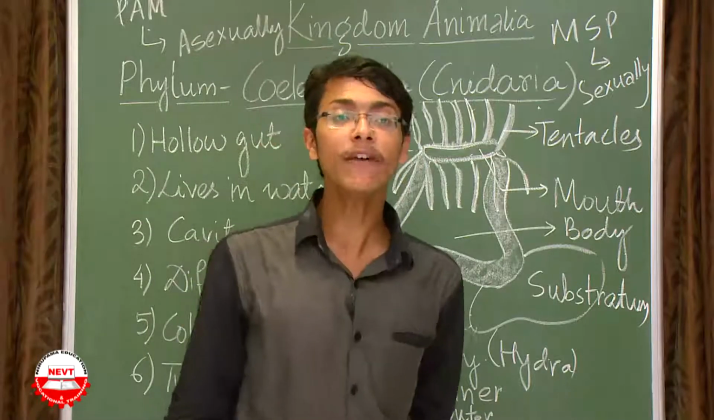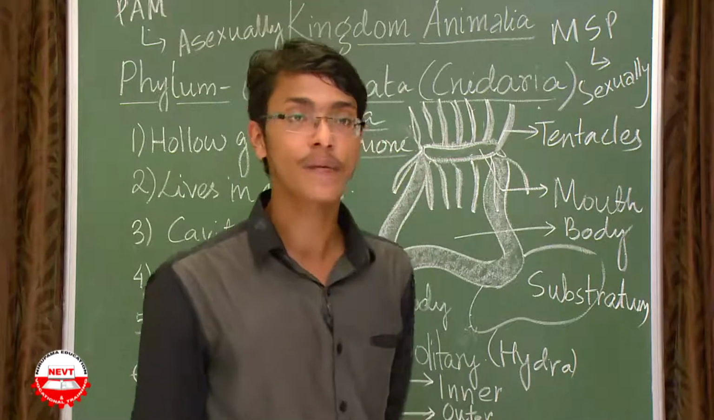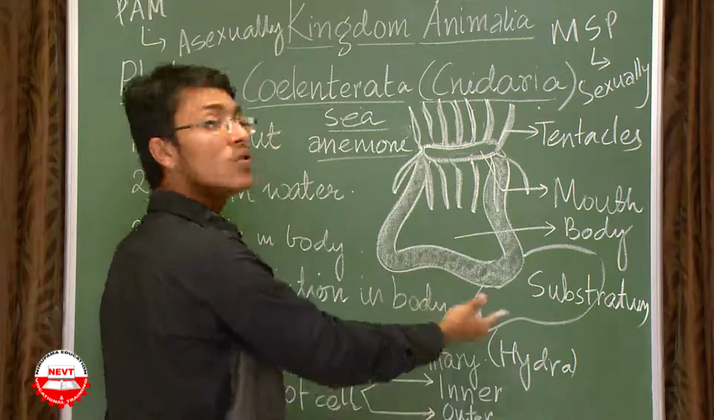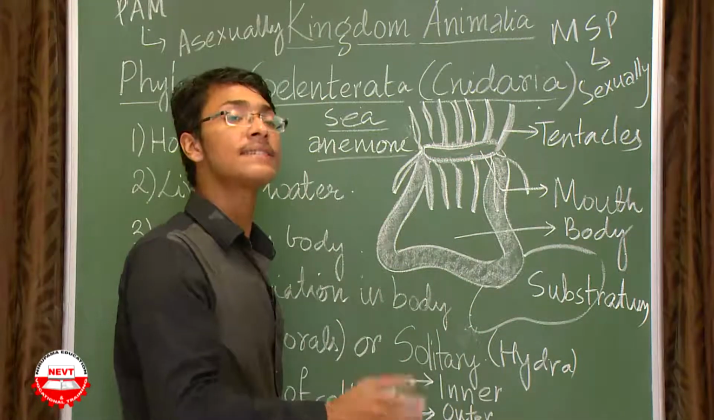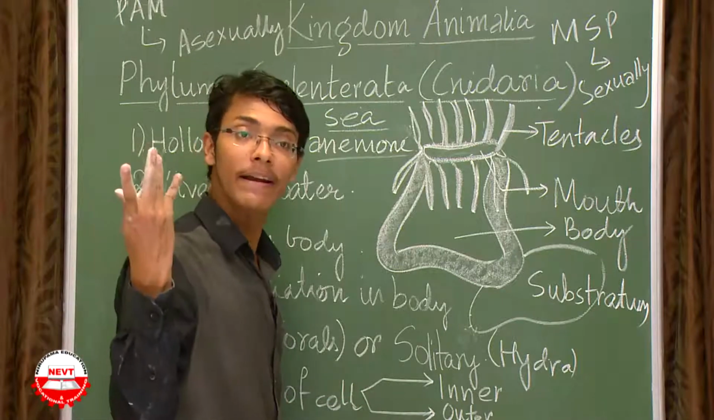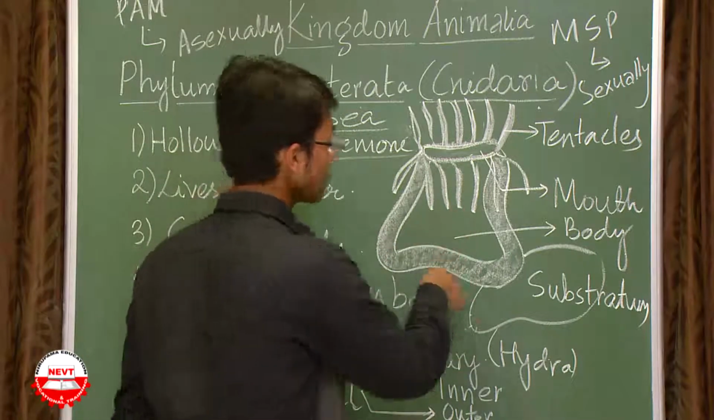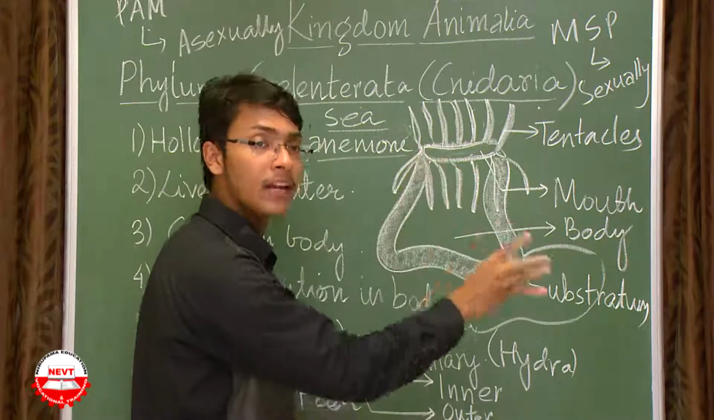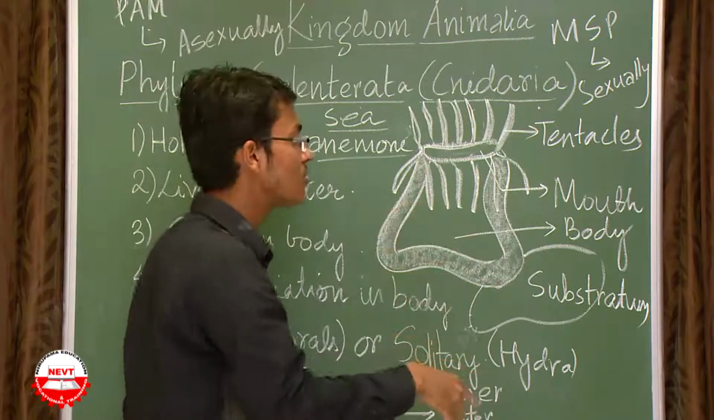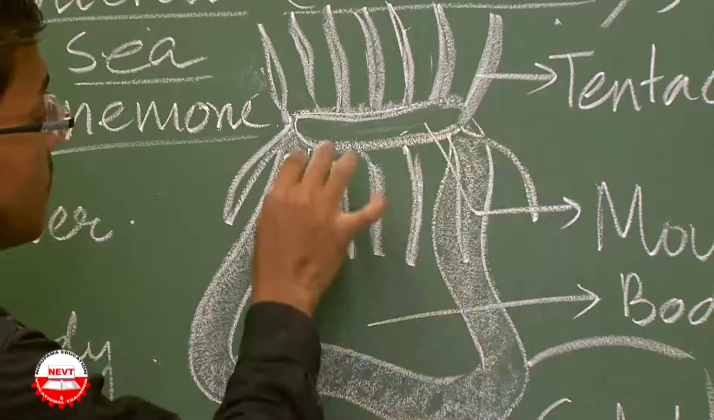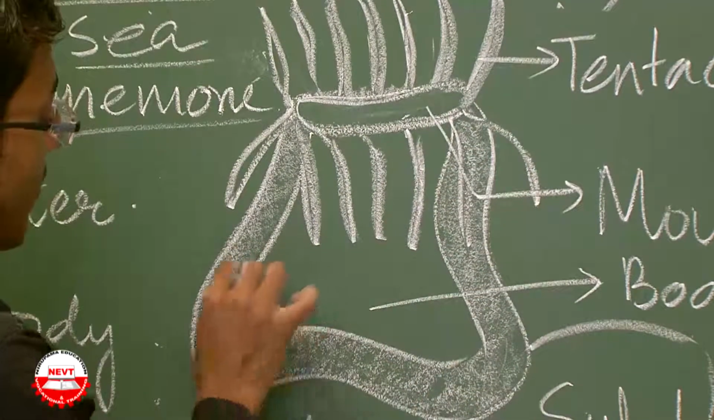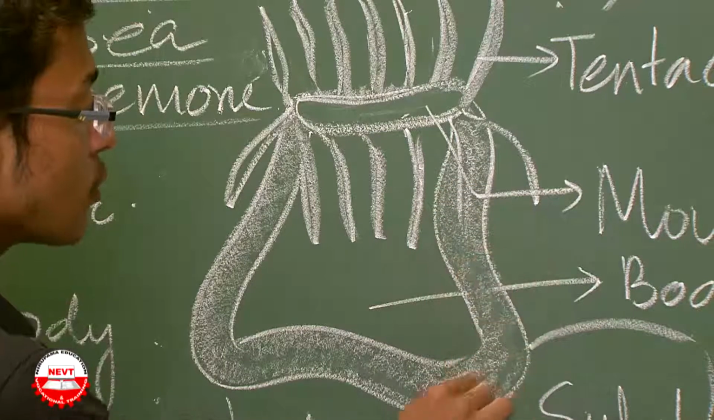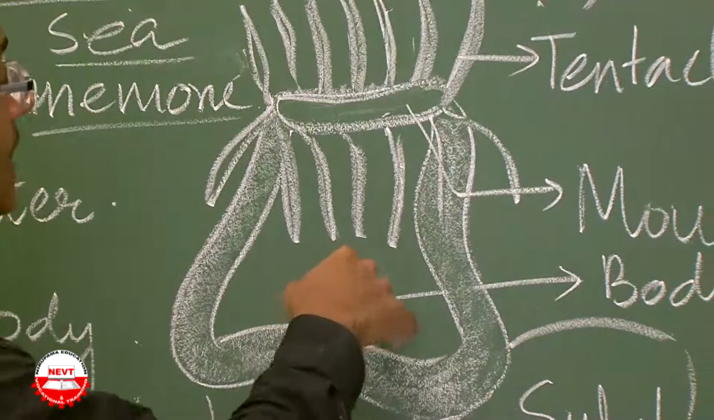One representative member of the phylum Coelenterata is the sea anemone. As you can see from the structure, there is no leg, there is no hand, as such there are no appendages. So they are sedentary, attached to a substratum, any rock or ground-like structure. This is the body of the organism, the darkened portion. This dark portion is the body wall, the shaded portion. This is the body.